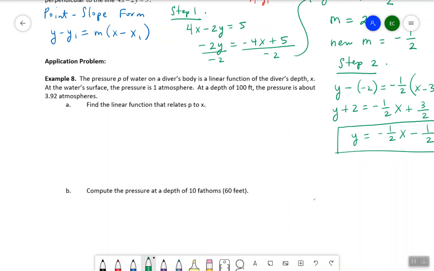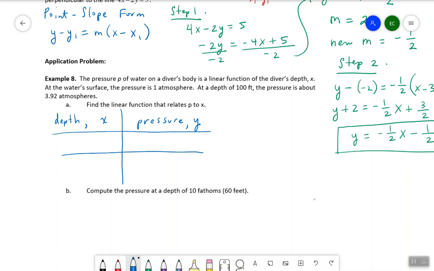So maybe the easiest way to do this is to make a table. We can write x, which is the depth, and then we can write the pressure, which we'd like to call P, although maybe for the moment, it'll be easier if we just call it y. Since we're used to ordered pairs x comma y, let's just do that for now. And then we'll change over to P maybe at the end of the problem.